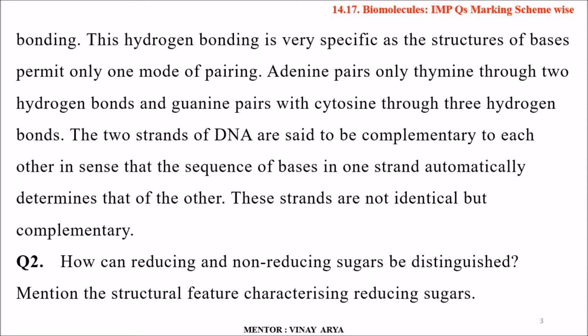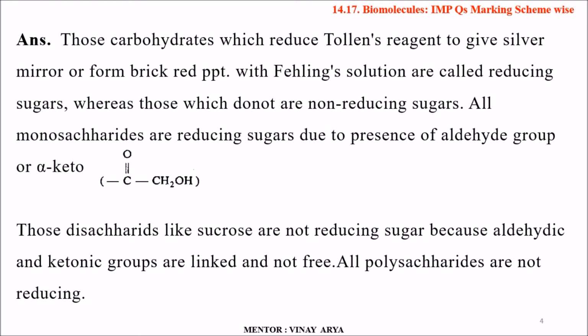Question number 2. How can reducing and non-reducing sugars be distinguished? Mention the structural feature characteristic of reducing sugars. Those carbohydrates which reduce Tollen's reagent to give a silver mirror, or form a brick red precipitate with Fehling solution, are called reducing sugars, whereas those which do not are non-reducing sugars. All monosaccharides are reducing sugars due to the presence of an aldehyde group or alpha ketone group, which you can see.